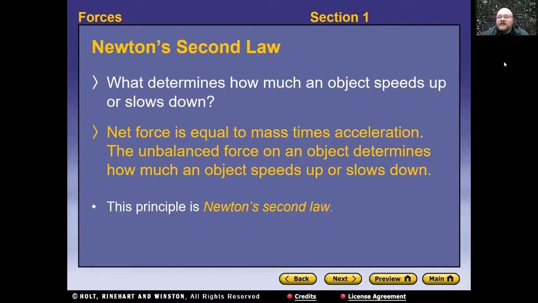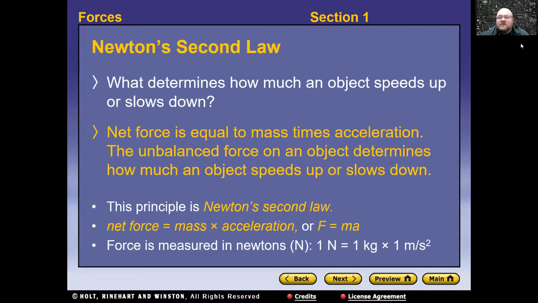Okay, Newton's second law. This is the law that gets into the mathematical part of calculating force, and we'll get into that shortly. But what determines how much an object speeds up or slows down? Well, a net force on an object is equal to mass times acceleration. So you take the object's mass and you take how quickly it can speed up or slow down, and you multiply those together, and that gives you the net force.